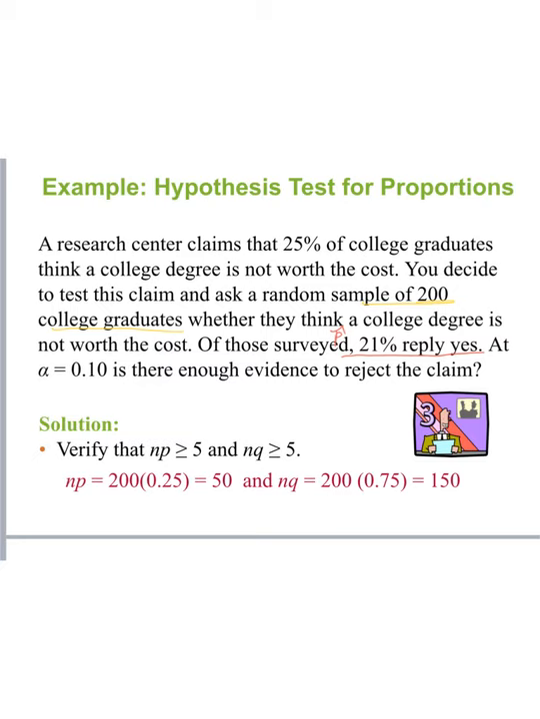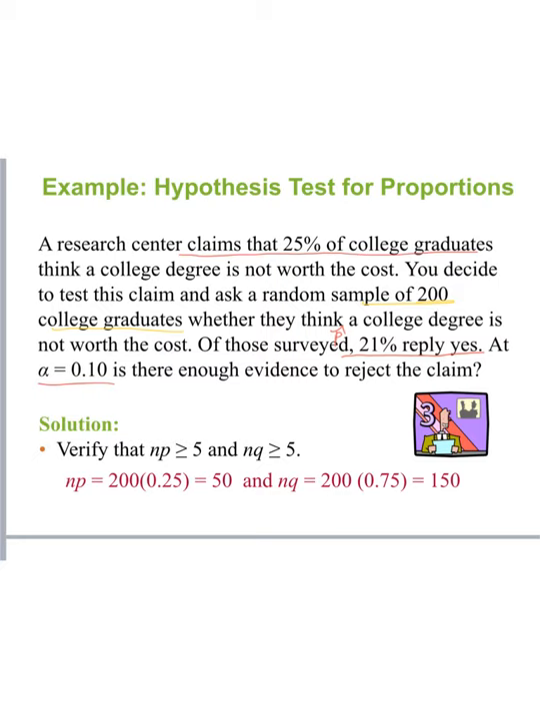At alpha equals 0.1, is there enough evidence to reject the claim? Again, what is the claim? The research center claims that 25% of college graduates think the college degree is not worth the cost.